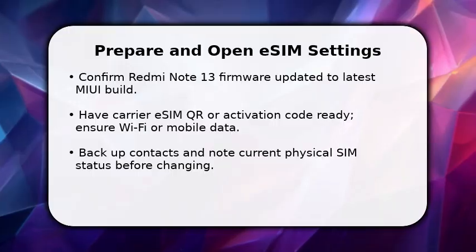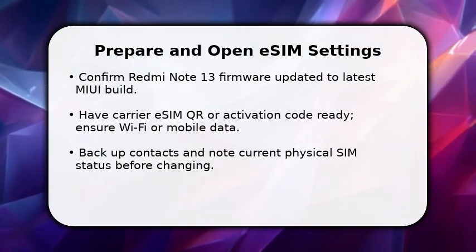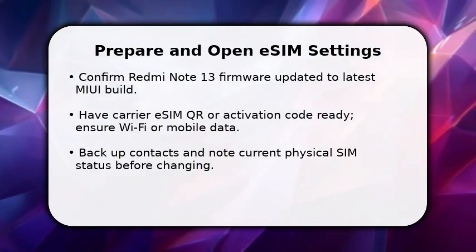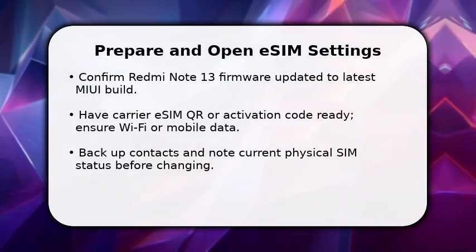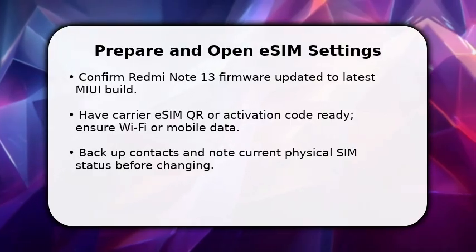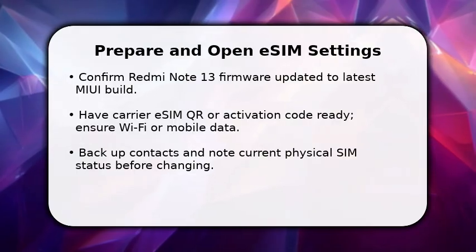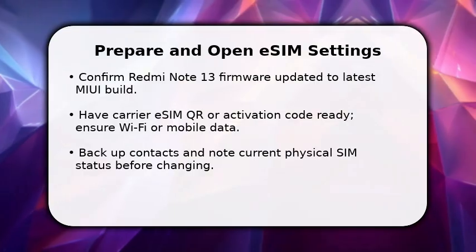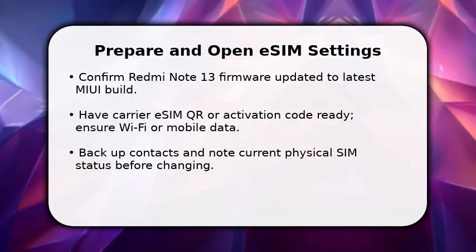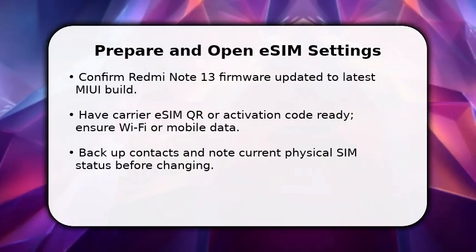Enjoy the video. You start by updating and preparing the phone so provisioning goes smoothly. First, make sure MIUI is current and you have the carrier eSIM QR or activation code visible. Once done, connect to Wi-Fi or enable mobile data to fetch carrier profiles and backup contacts in case you swap SIM slots. Now open Settings and search for SIM cards and mobile networks. That's where the eSIM workflow begins.